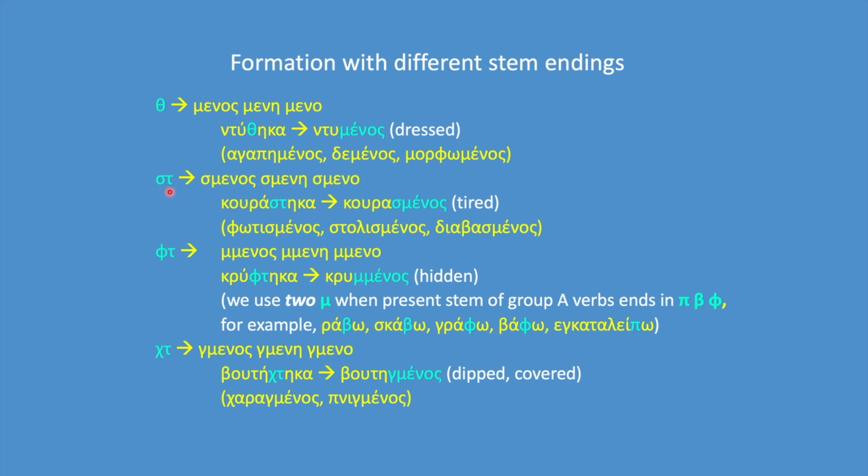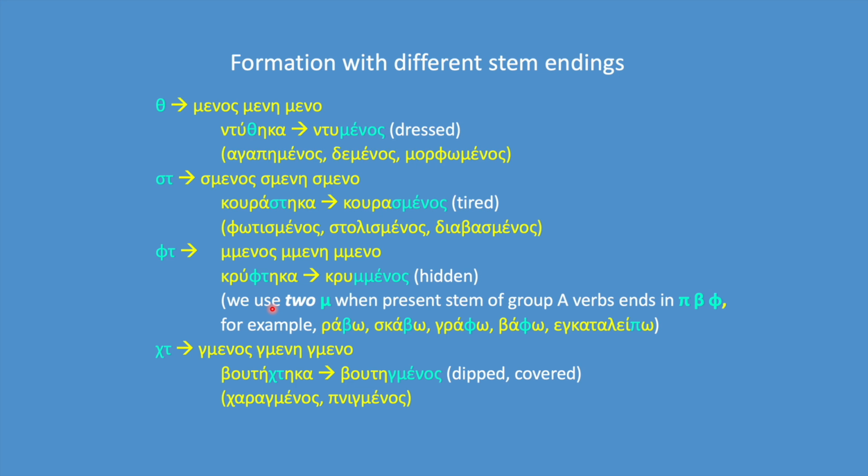If it ends in sigma tau, we add -σμένος with a sigma in front of -μένος. -σμένος, -σμένη, -σμένο. So, κουράστηκα, κουρασμένος, not κουραμένος. You need that sigma, κουρασμένος. Φωτισμένος, στολισμένος, διαβασμένος. If it ends in phi tau, then we add -μμένος, -μμένη, -μμένο. So, κρύφτηκα, phi tau, κρυμμένος, with two mu, not just one.